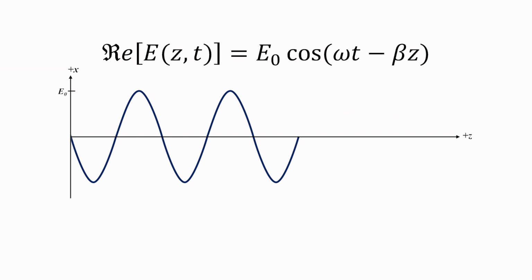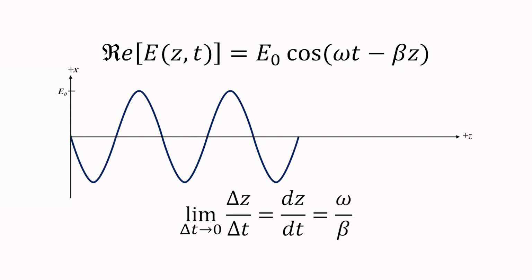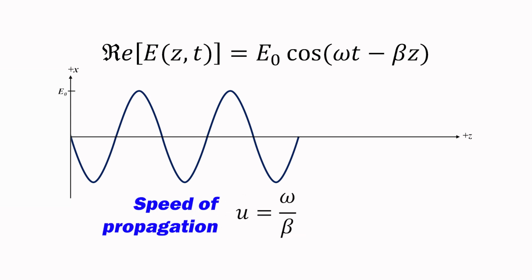The general case is that omega delta t always equals beta delta z, or that omega delta t minus beta delta z equals 0. Rearranging terms, we see that delta z over delta t equals omega over beta. Taking the limit as delta t approaches 0, we get that the time derivative of z, which is by definition the speed of propagation of the wave along the z-axis, equals omega divided by beta.